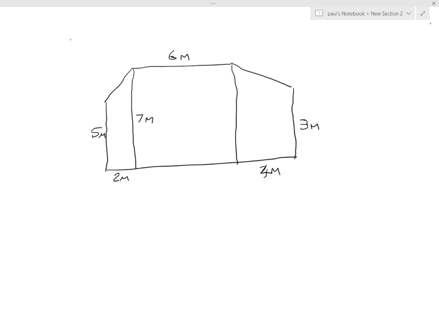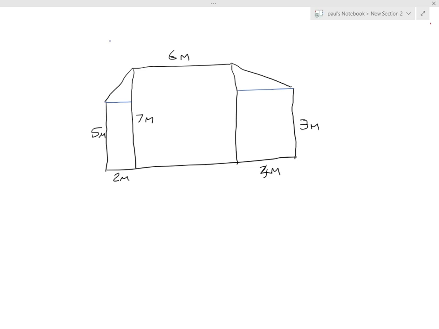Now, the trick with these kind of questions is, if you can't see immediately, you know, there's trapeziums and rectangles in there, but if you can't see immediately what to do, chop everything up into triangles and squares and rectangles. So I'm going to put a line across there, and I'm going to put a line across there. Now I've got two triangles and 1, 2, 3 rectangles to work out.